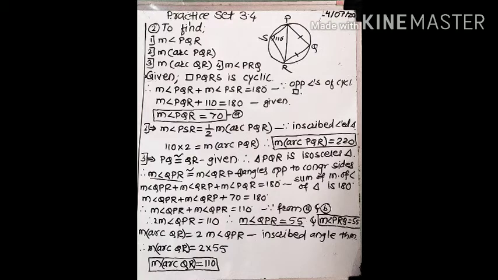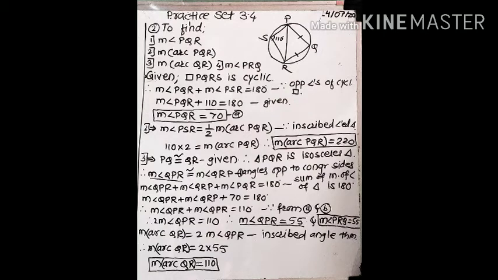Now let's see here, quadrilateral PQRS is cyclic. So by the property of opposite angles, we can write measure of angle PQR plus measure of angle PSR is equal to 180. We have angle S as 110 degrees. We put the value here, and by solving, measure of angle PQR plus 110 is equal to 180. Measure of angle PQR we get 70 degrees, and that's our first point.